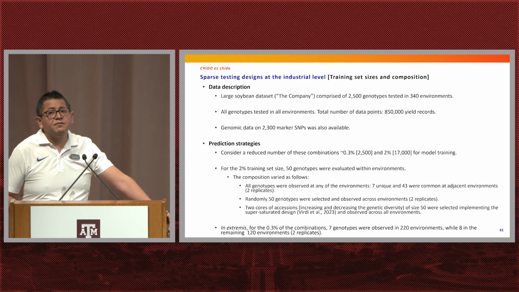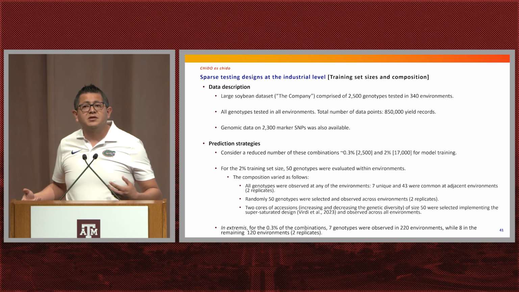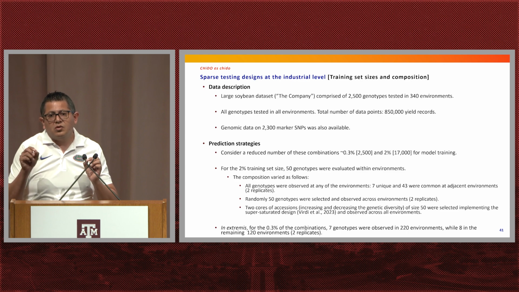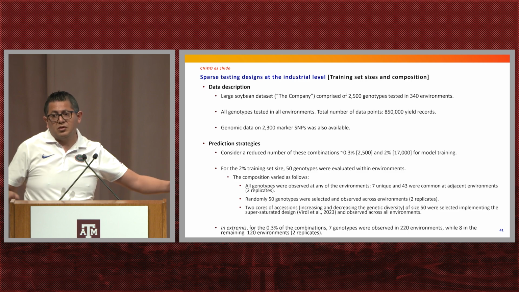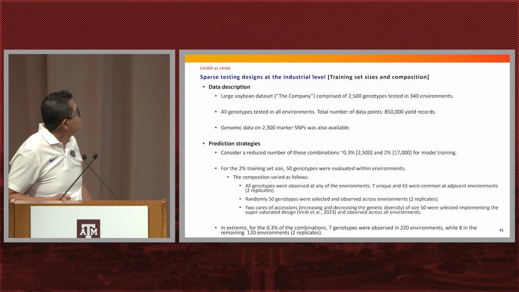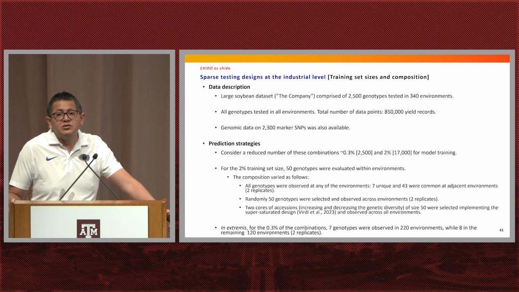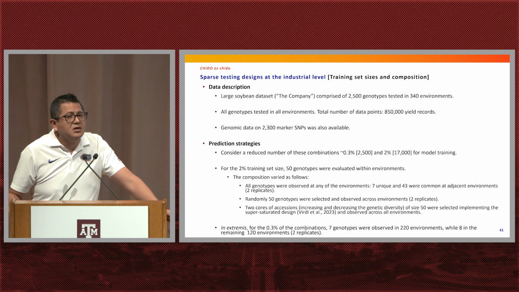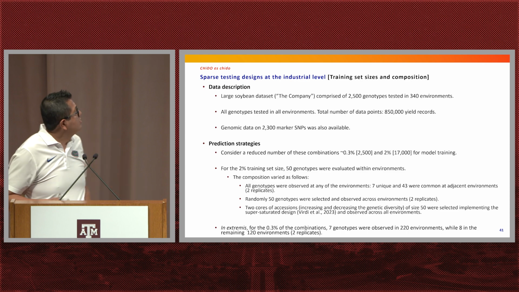So they also have genomic information on 2,300 markers, and we consider different prediction strategies. We asked, what happens if we just observe a reduced percentage of all these combinations, and use the results of the phenotypic data to predict the remaining combinations? So we vary the training set size between 0.3%, which corresponds to 2,500 phenotypic records, to 2%, which corresponds to 17,000 phenotypic records, and we predict the remaining 833,000.